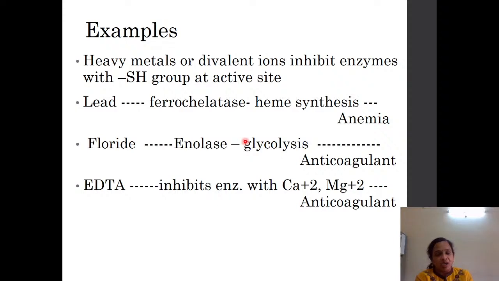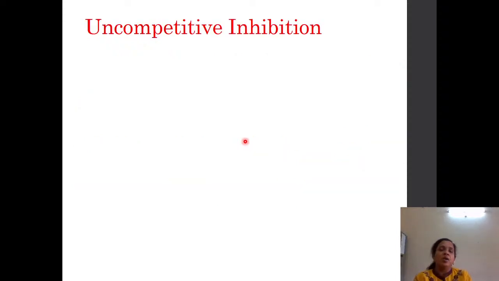EDTA is one of the anticoagulants. This inhibits the enzymes that require calcium and magnesium. So those enzymes which require calcium and magnesium are inhibited by EDTA. That is why it is also used as an anticoagulant.